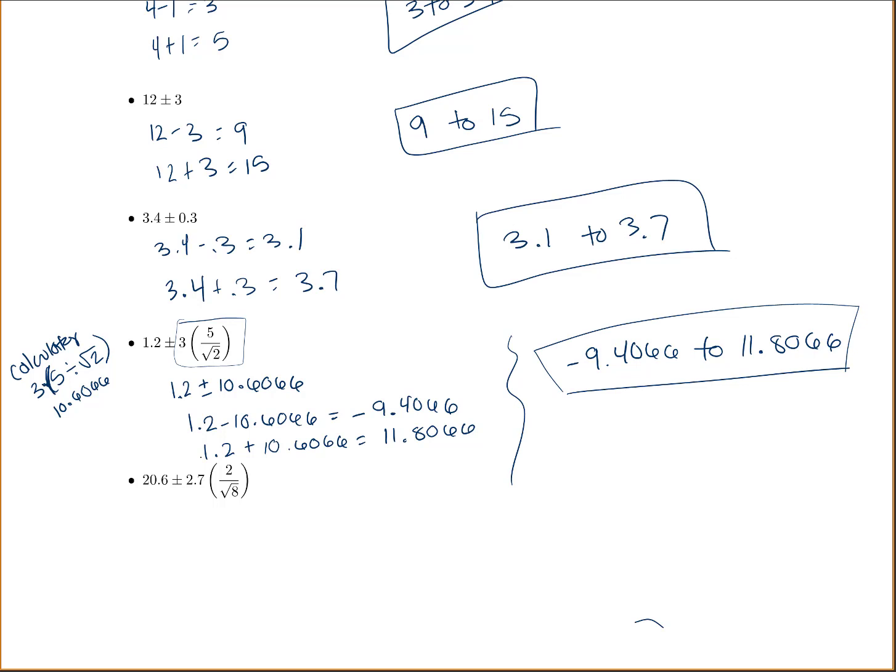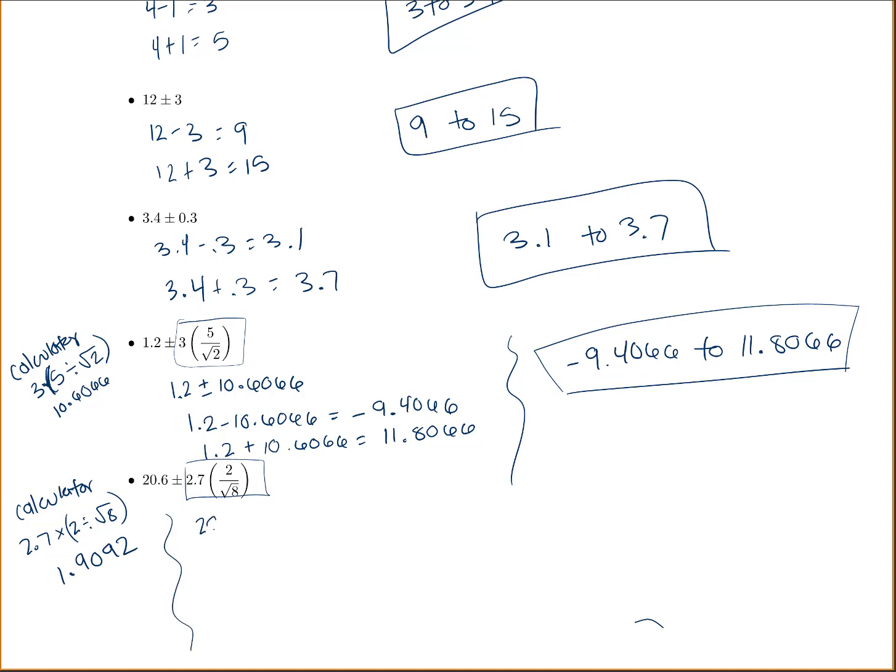In this next problem, we have the same thing where we have something complicated by the plus or minus. So let's simplify that first. Let's put in our calculator 2.7 times 2 divided by the square root of 8. And that should give me 1.9092.